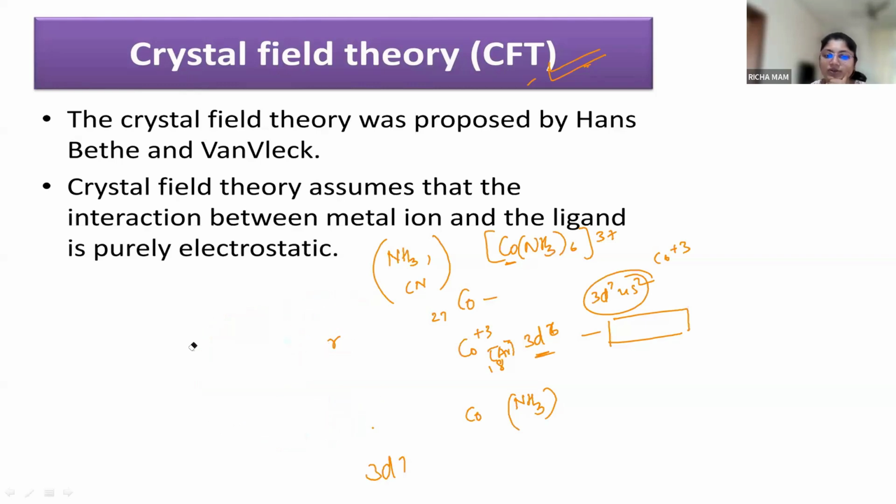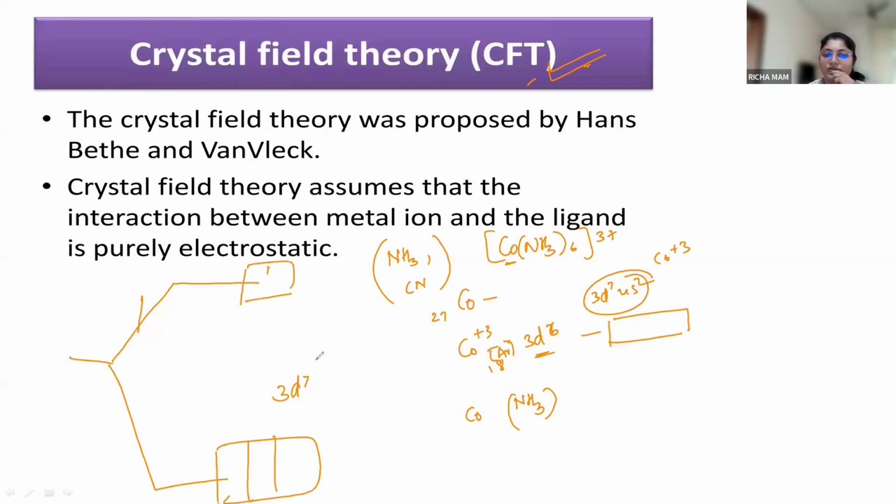Whenever you have a strong field ligand, the electron pairing will take place in t2g first, and then the next electron. Suppose 3d7 electrons are there. What will happen after the splitting takes place like this? Under the influence of a strong field ligand like ammonia, first the electrons will get paired here, so 6 electrons. Now the seventh electron should go at the top only. So this is in case of a strong field ligand.